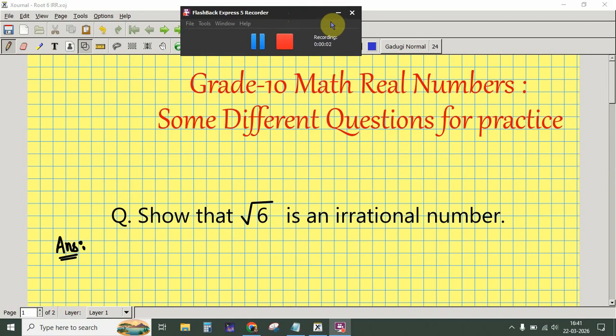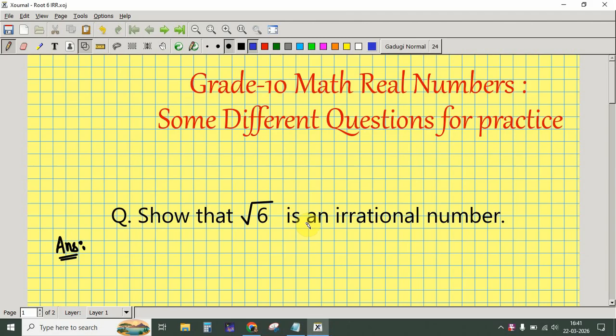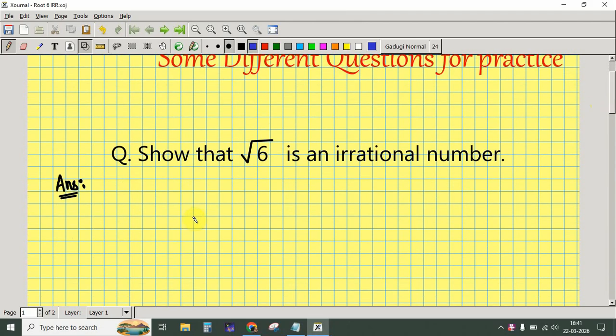Hello students, in this video we are going to solve one more different type of question which is not in our NCERT. The question is, we have to show that root 6 is an irrational number. If you recall, in regular practice we have shown root 2, root 3, root 5, root 7, root 11 and root 13 and so on. So we have shown such type of numbers are irrational where the square root contains a prime number.